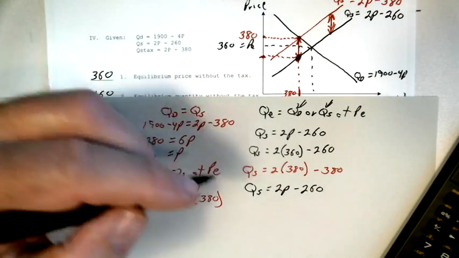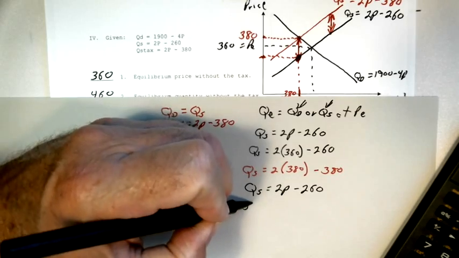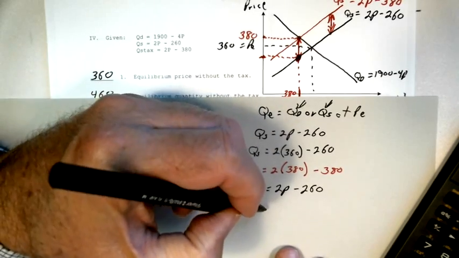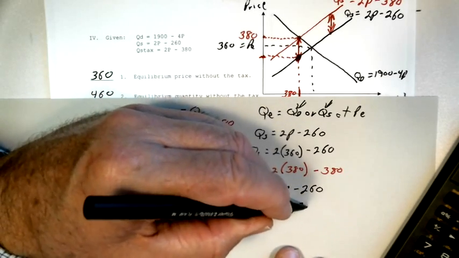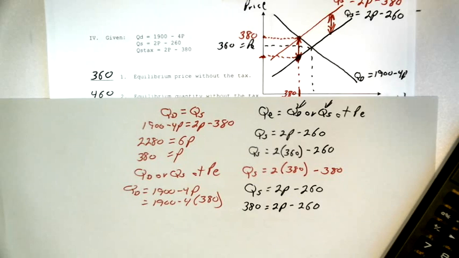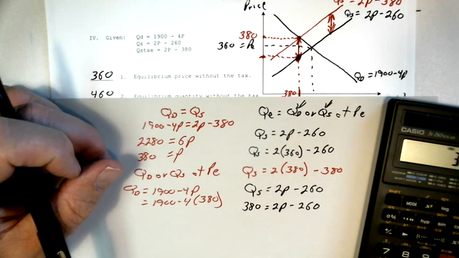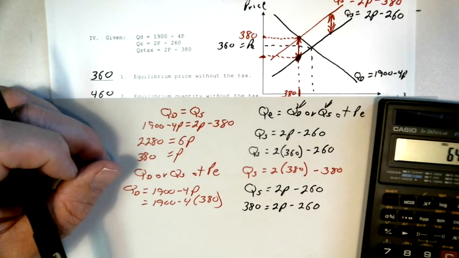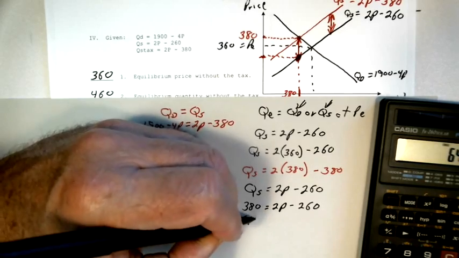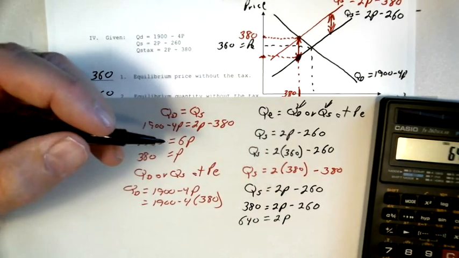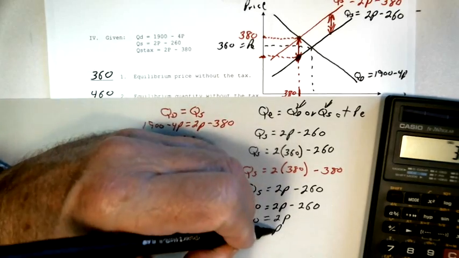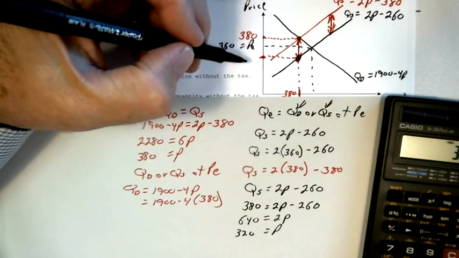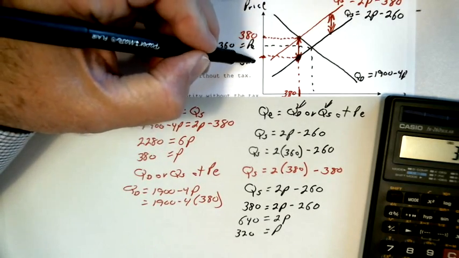In this case, we know what the quantity supplied is. It was 380. Remember, it was this number right here, 380. So 380 equals 2P minus 260. And now I'm going to let that equation just solve for the P value for me. So I'm going to take the 380 and add 260 to both sides. So that means on the left side I now have 640 equals 2P. Now I'm going to divide through by 2, and I get P is 320. So this number down here is 320.